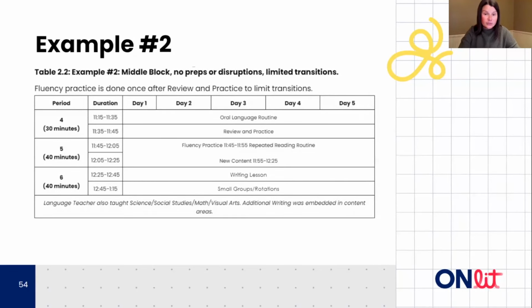In example 2, we see a very similar layout. However, it varies in how fluency practice is scheduled. In this option, partner reading is embedded as a 1 minute or as a 7-minute repeated reading routine. This class profile had difficulties with transitions, so the decision was made to do one extended fluency routine to limit the number of transitions and improve efficiency for the entire group.